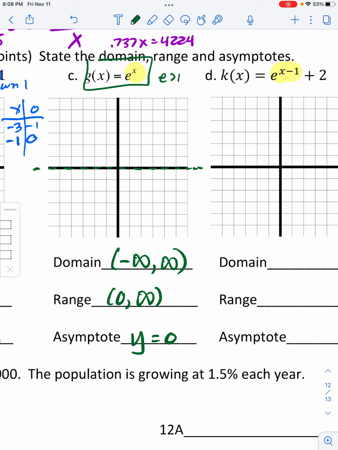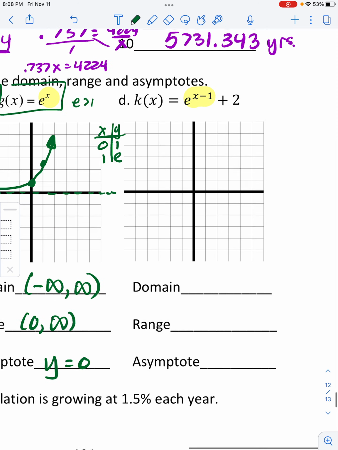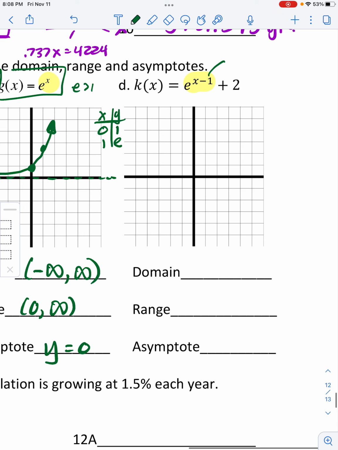So e to the 0, if you want to do a little table or write it on your paper or just think about it, e to the 0 will give you a 1. So I know that 0, 1. And then think about 1. e to the 1 would be e, which is 2 point somebody or another. So I'm right here at 2.7-ish. And I know that this is exponential, so I know it's going to scoot in here and then shoot up. So I don't have to plot a ton of points, just enough to get that going in the right spot.